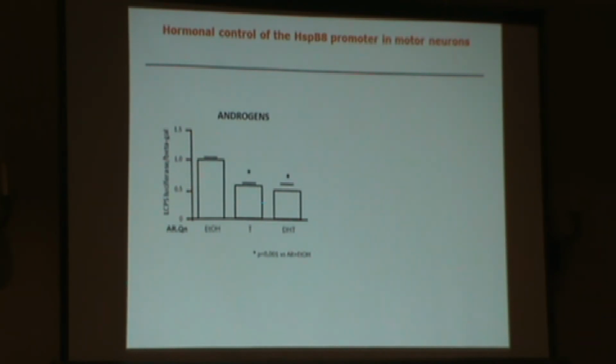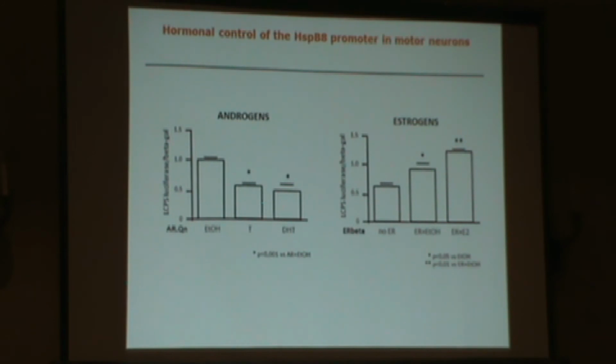And so we tested directly the action of these hormone steroids on the expression of HSPB8. And the first was androgens, testosterone and DHT. And we were surprised to see that actually testosterone and DHT reduced the level of HSPB8 inside the cells. So it seems that if we activate the androgen receptor inside the cells, we reduce the level of HSPB8, so the cells respond less to the presence of misfolded species.